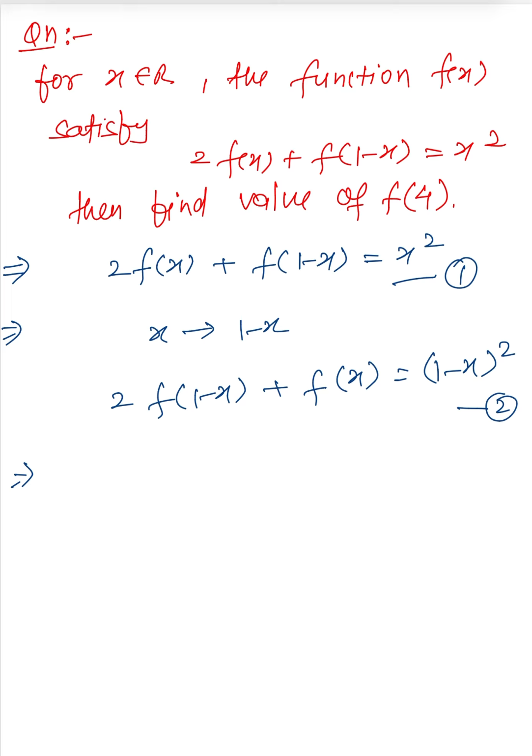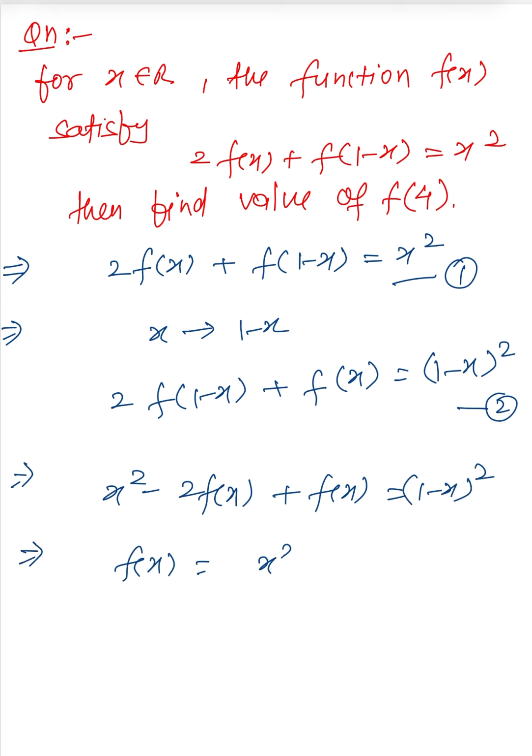When you eliminate f of 1 minus x from these two equations, what you will get? Put the value of f of 1 minus x from equation 1. So you will get 2 times (x square minus 2f(x)) plus f(x) is equal to (1 minus x) whole square. So finally you will get f(x) is equal to x square minus (1 minus x) whole square, or you can simplify it further. Now they are asking the value of f of 4. So finally what is f of 4? It is 2 of f of 1 minus x.